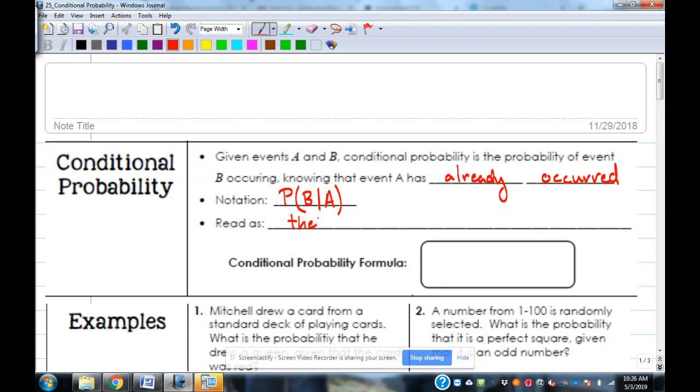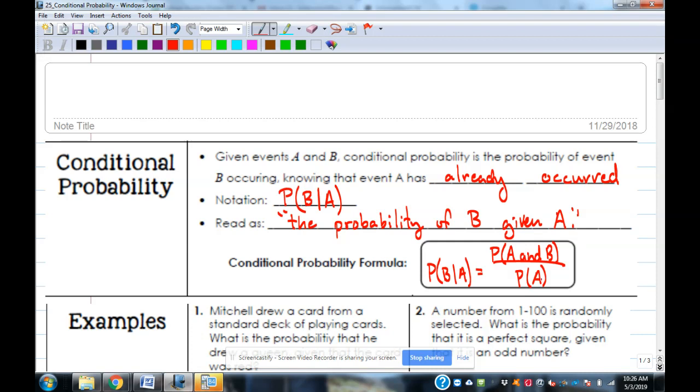So that's what conditional probability does. Read that as the probability of B given A. That's how that notation is read. It's probability of B given A. The formula for doing that: probability of B given A is the probability of A and B happening divided by the probability that A already happened.